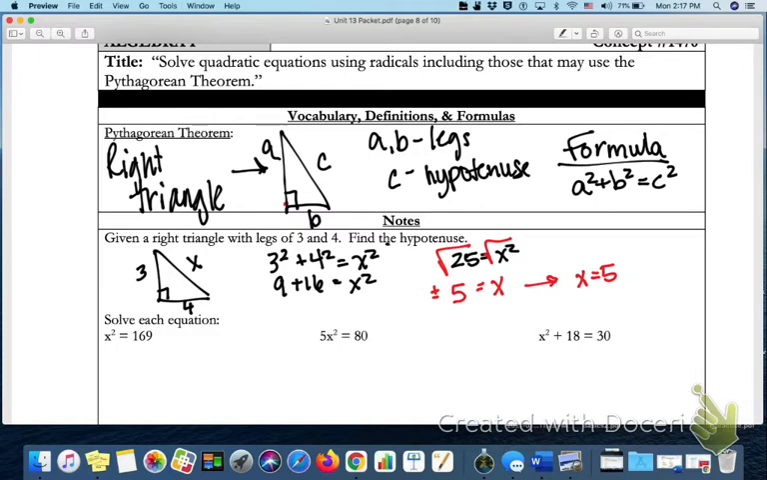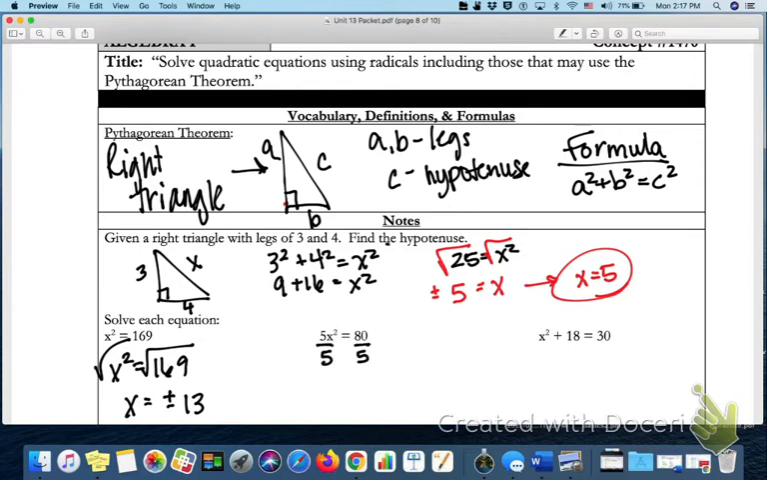Let's solve the following equations below. X squared equals 169. We need to get the x by itself. To get rid of the squared, we will undo that by taking the square root of each side. And the square root of 169, since it's a perfect square, is plus or minus 13. 5x squared equals 80. We're trying to get x by itself, so the inverse of multiplication is division, so we need to divide each side by 5. That's going to leave us with x squared equals 16. 16 is a perfect square, so when we take the square root of each side, we get that x is positive or negative 4.